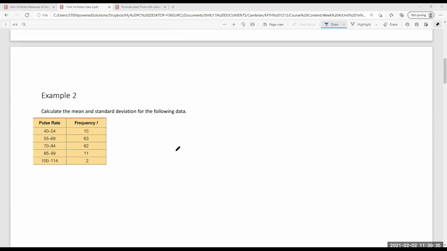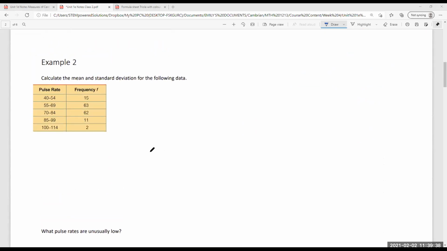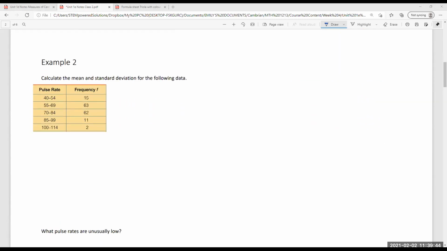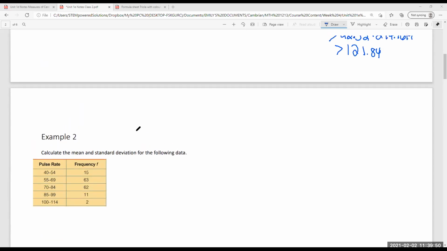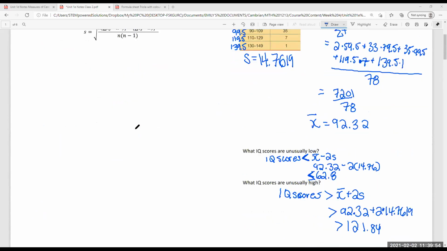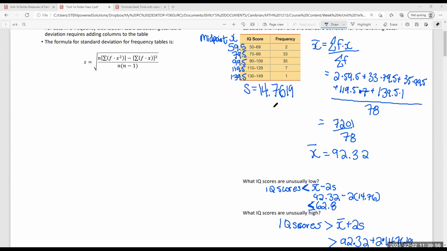Okay, so now we have another frequency distribution table. We have to calculate the mean and standard deviation for the following data. So what we could do is I'll walk you through how to do it in Excel, or we could do it without Excel. But we need to know the formula first. So I need to write this down.